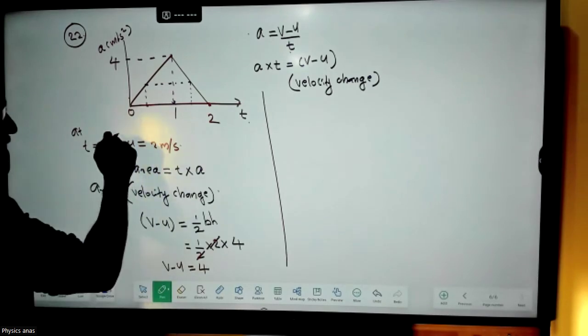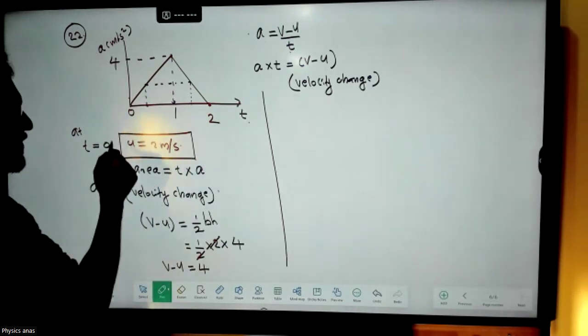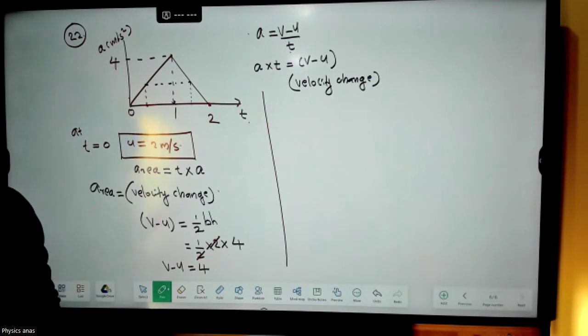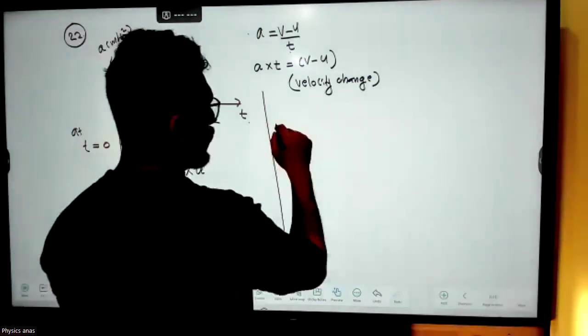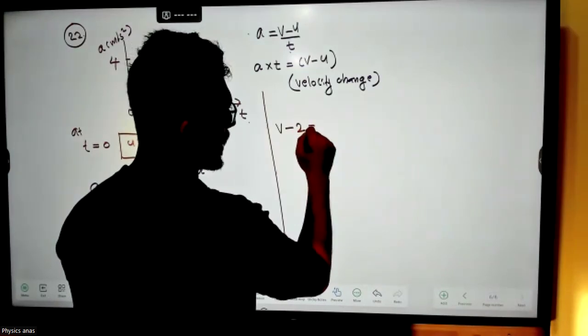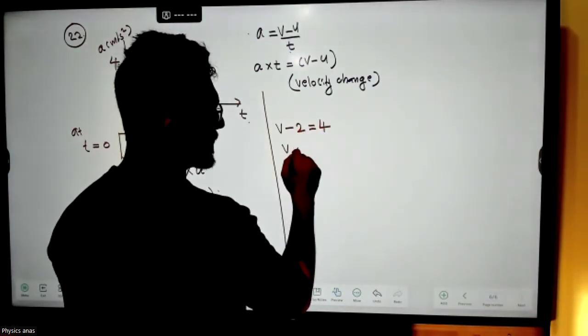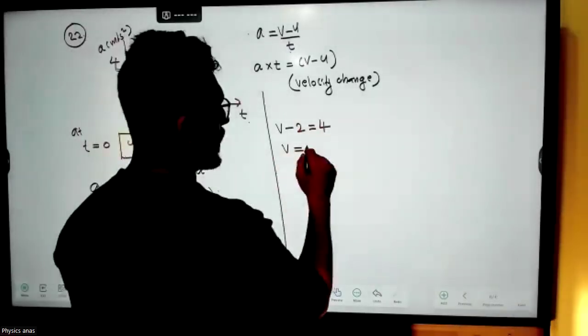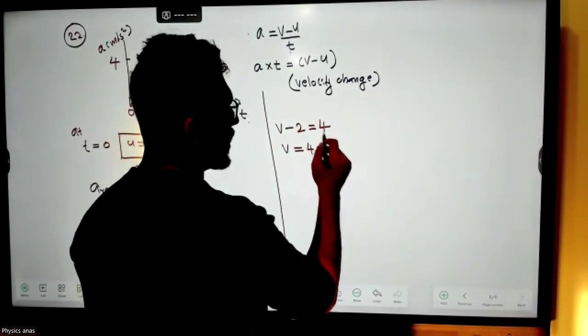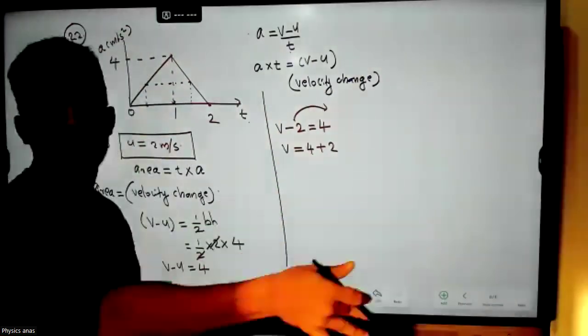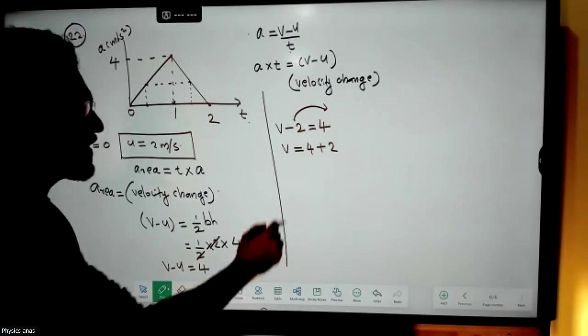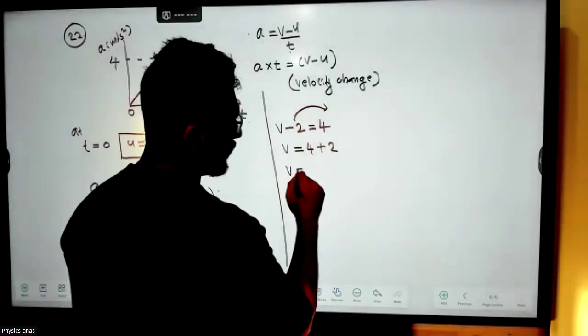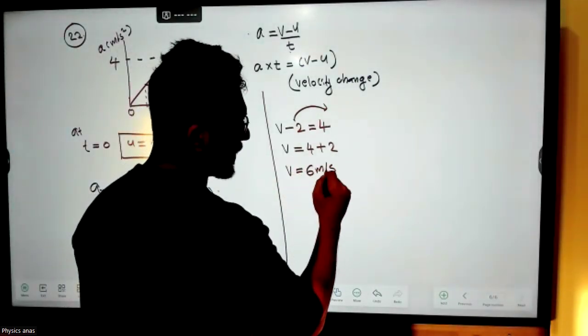And in the question, the value of U is given. What is the value of U? That's 2 meters per second. So V minus 2 is equal to 4. Then what is V? V will be 4 plus 2. If you are bringing this minus 2 to the other side, that will be plus 2. So V is equal to 6 meters per second.